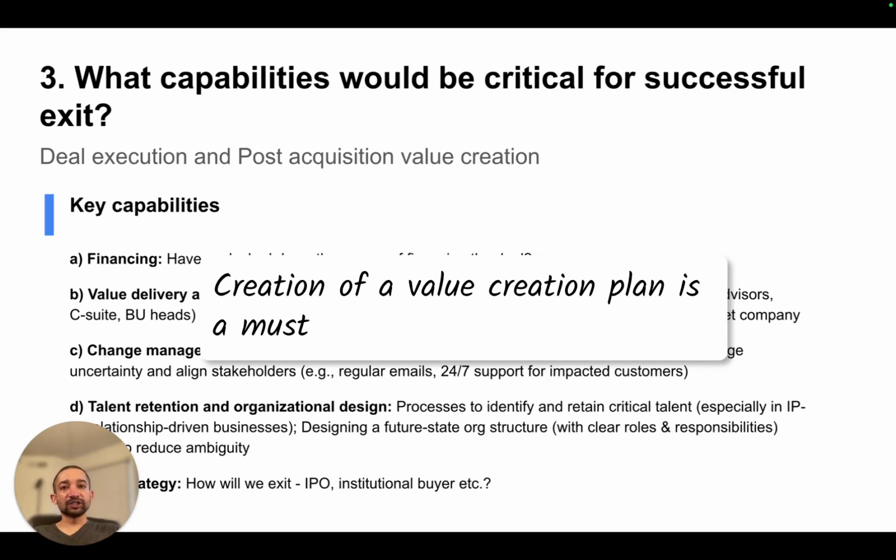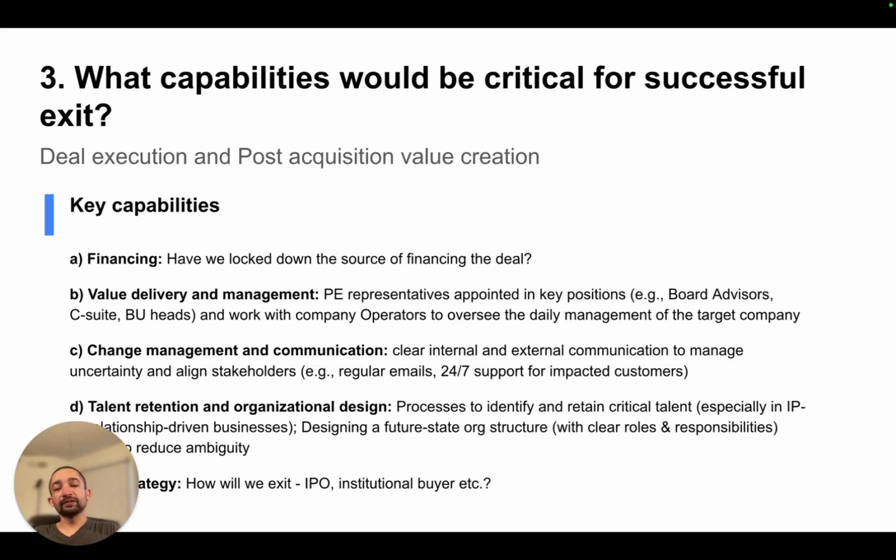The third thing is change management and communication. Again, you have to inform everyone, your internal stakeholders, external stakeholders, about what's coming, what kind of changes they can expect, etc. Capabilities, talent retention, and organizational design.